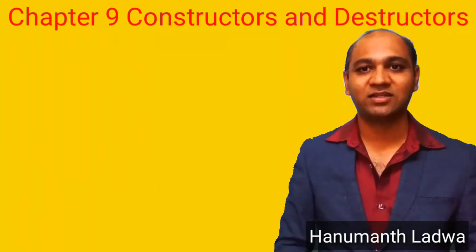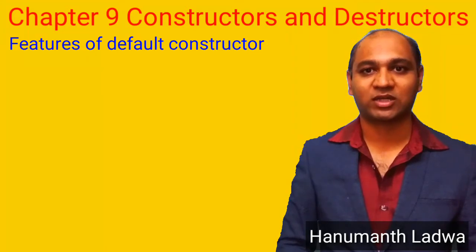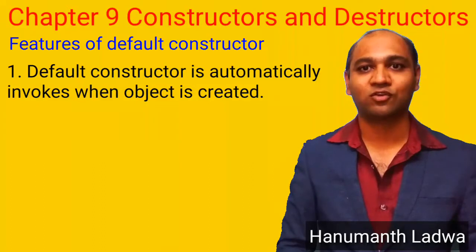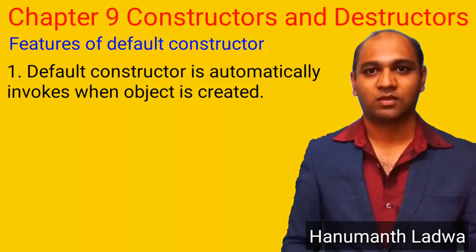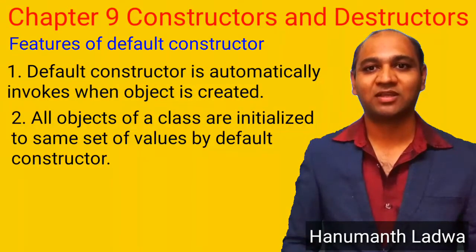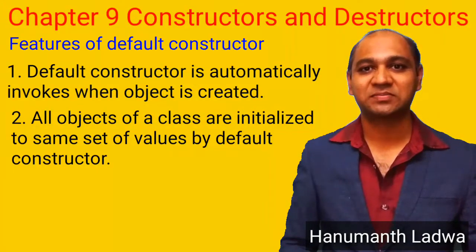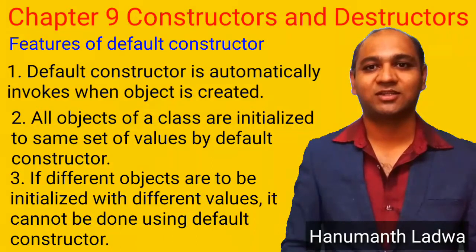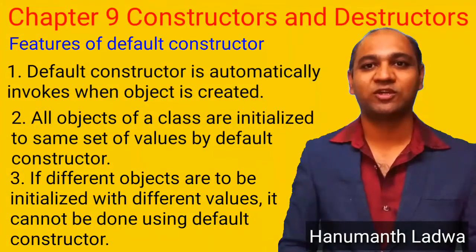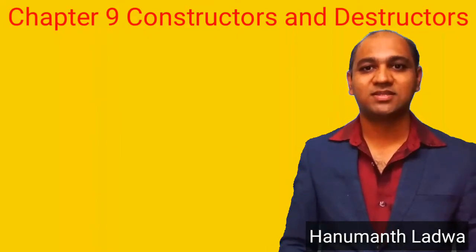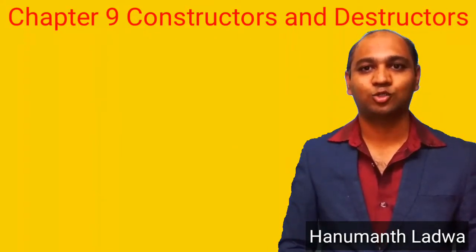Now let us study the characteristic features of default constructor. The first one is the default constructor is invoked whenever the object of the class is created. The second feature is all the objects of the class are initialized with the same value by the default constructor. And the third feature is that different values cannot be initialized to different objects of the class. Now let us take a programming example to show how exactly the default constructor works. For that I will take you to my laptop screen.